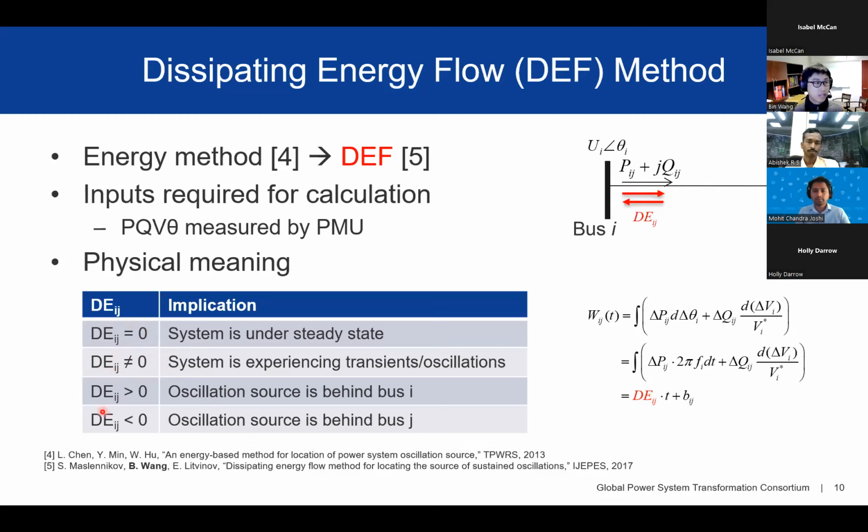And the sign of the dissipating energy can help tell where the energy is produced and where it is absorbed in the system. After we calculate the dissipating energy flow from the measurement data, we can put an arrow on the one-line diagram of the system, and that can help us trace down the oscillation source.